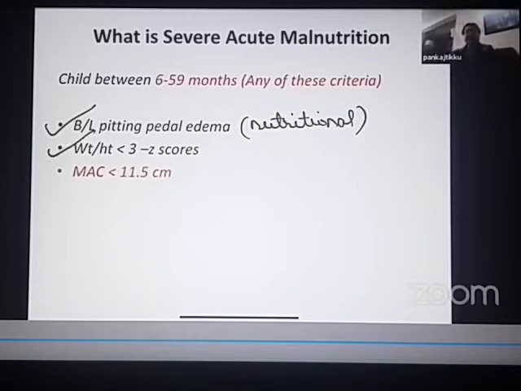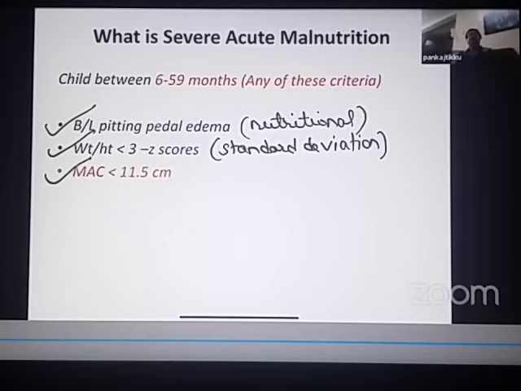Weight for height less than 3 Z scores. When I say 3 Z scores, that also means 3 standard deviation. And mid-arm circumference less than 11.5 centimeters. Any of these 3 criteria may be present. You do not need to have all the 3 criteria. Any of these 3 criteria can be present.